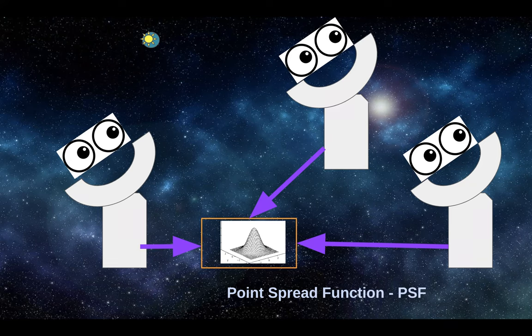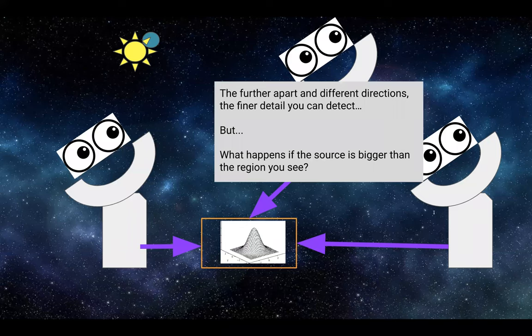One more twirl, of course. So this goes back a little bit to Daniel's question here. The further apart and different directions, the finer detail you can detect. But what happens if the source is actually bigger than the region that your telescope can see? Any guesses there? No, not saturation.